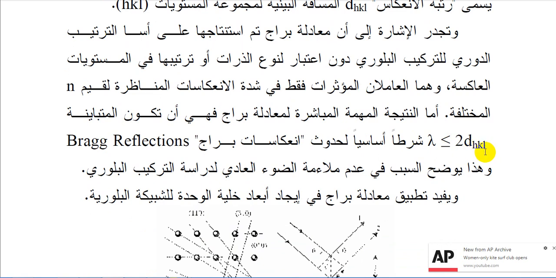DHKL, as we stated before, is the interatomic spacing for the set of planes HKL. The inequality is a foundational condition for Bragg reflections to occur, which very much illustrates why visible light is not suitable for studying this.